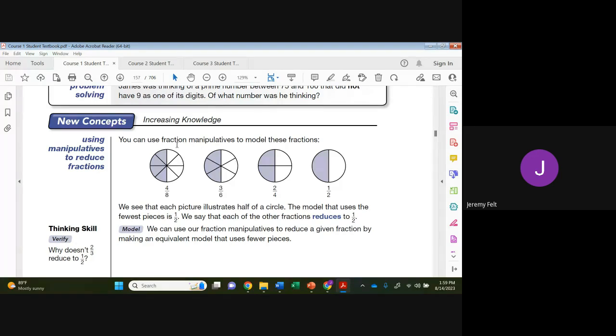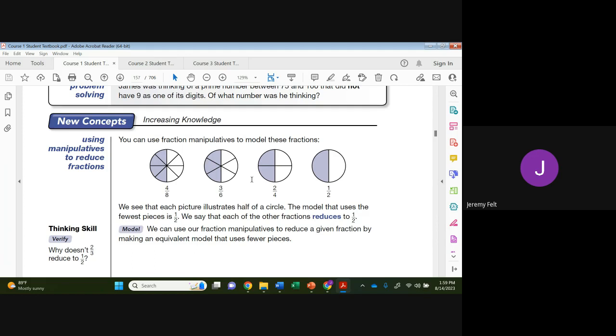Okay, so this is our whole. Whether we divide it into 8 pieces, 6 pieces, 4 pieces, or 2 pieces, it's still a whole. If we look at 4 of our 8, half of the circle is shaded. So 4/8 reduces down to 1/2. 3 of our 6 pieces are shaded, and 3/6 reduces down to 1/2. 2 of the 4, but half of the circle is shaded. 2/4 reduces down to 1/2.